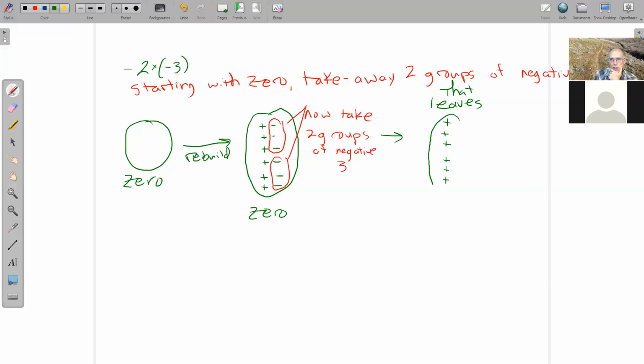So hopefully you get a similar result, that leaves positive 6. And again, we could have done the same thing with the chips. I just chose to draw it with charged particles instead.